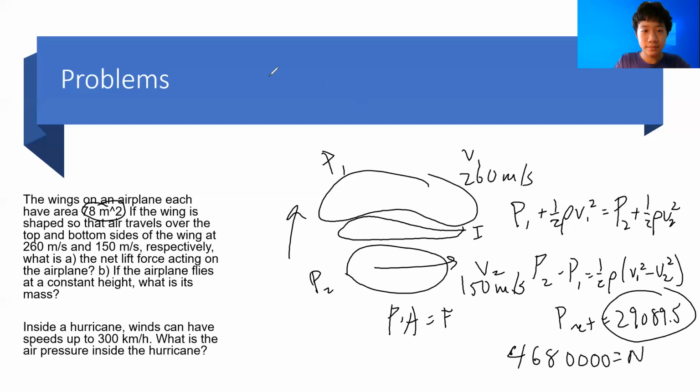All right. Now we divide by 9.8 to get how much weight, how much mass this can handle. This is around 477,551 kilograms. I don't think that is realistic though, but we'll take it for this problem. All right. So that's the first one.